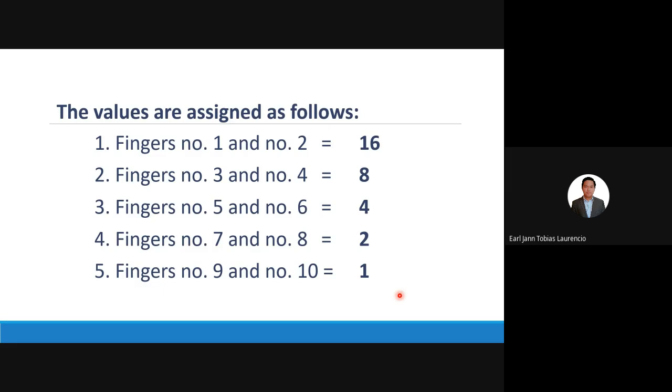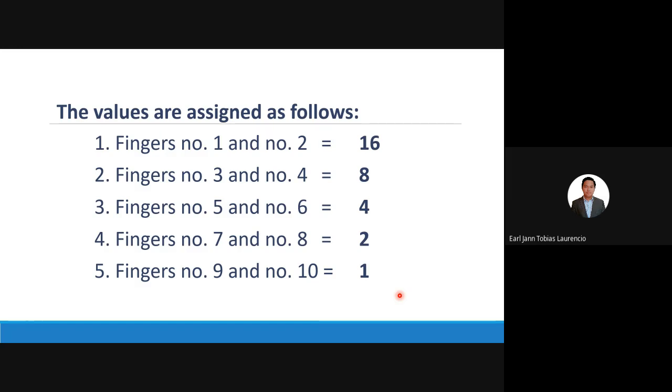Loops and arches have 0 value, no numerical value in our primary classification. Remember that. Otherwise you will keep computing and adding, not knowing that radial loop, ulnar loop, tented arch and plain arch have no numerical value, and you are adding them. Only a whirl pattern has a numerical value. So 16, 8, 4, 2, 1. Those are the numerical values assigned to all your fingers whenever a whirl pattern appears in your 10 fingers. 16, 8, 4, 2, 1.